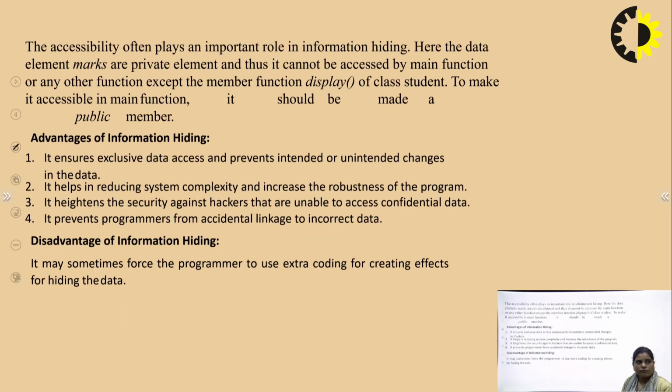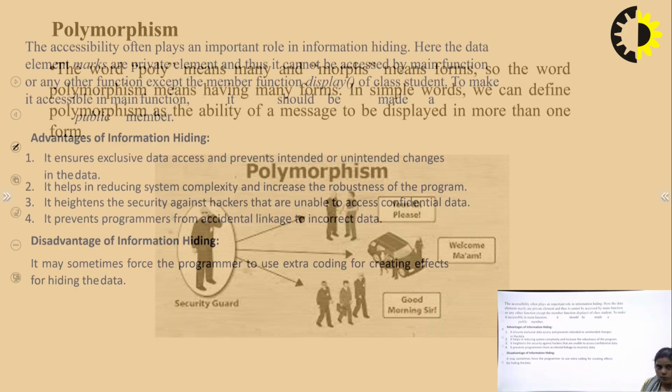What are the advantages of information hiding? It ensures exclusive data access and prevents intended or unintended changes in the data, reduces system complexity, prevents programmers from accidental linkage to incorrect data, and also heightens security against hackers, who are unable to access the confidential data. But one disadvantage is that it may sometimes force the programmer to use extra coding for creating the effects for hiding the data.